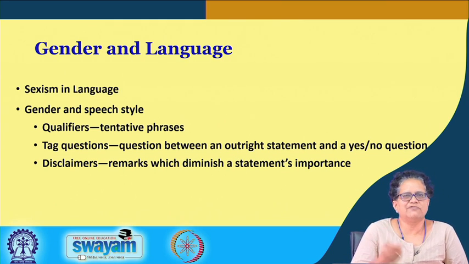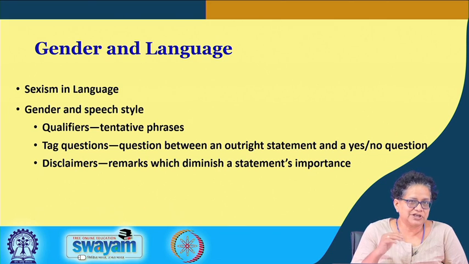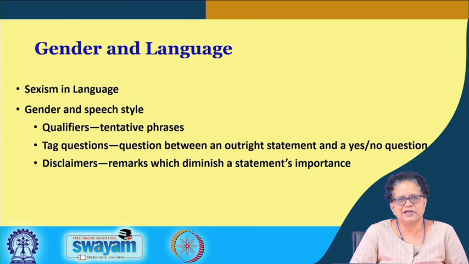The first is qualifiers, that is tentative phrases. Most women would generally be speaking tentatively, not sure, not confident, not exact or precise, not being so forceful. For example, they would say, I suppose we should present the report right in the beginning. Don't you think so? And this brings us to tag questions.